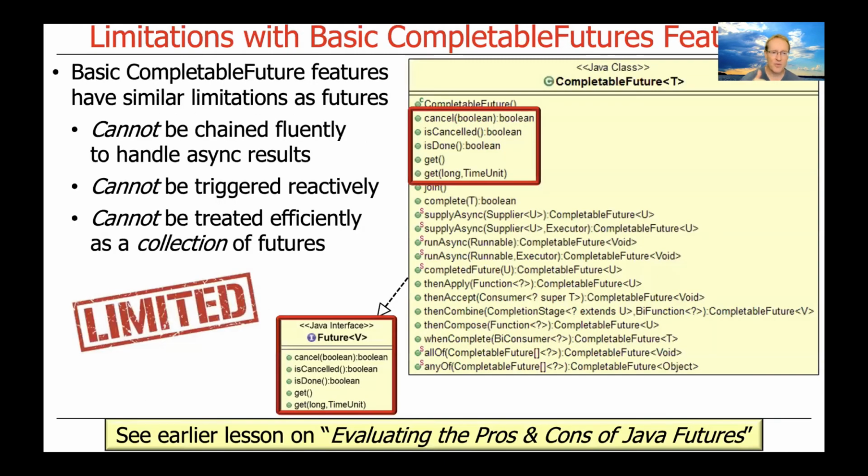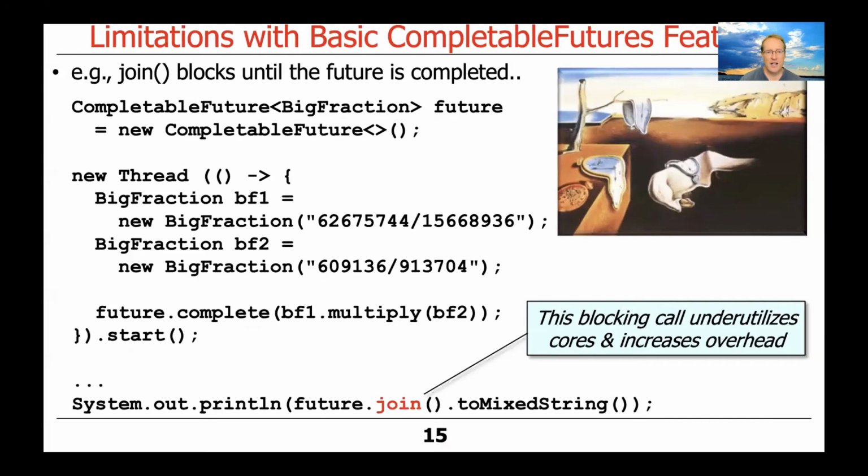In particular, you can't chain them fluently using just these basic features. You can't trigger them reactively using just these basic features. You can't efficiently have a collection of completable futures using these basic features. So pretty much all the same problems we had with regular futures are still the problems with the basic parts of completable futures. Another problem we can see here is that the join call will block until the future completes.